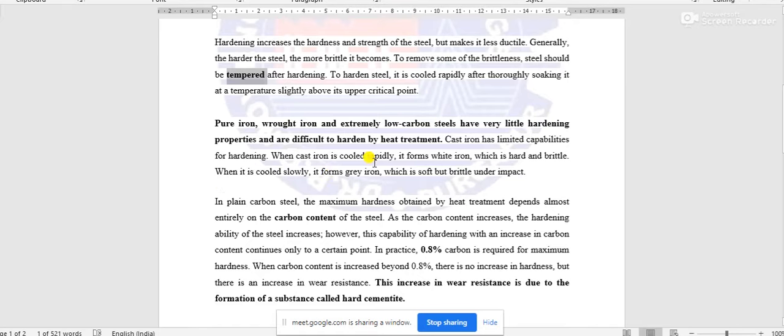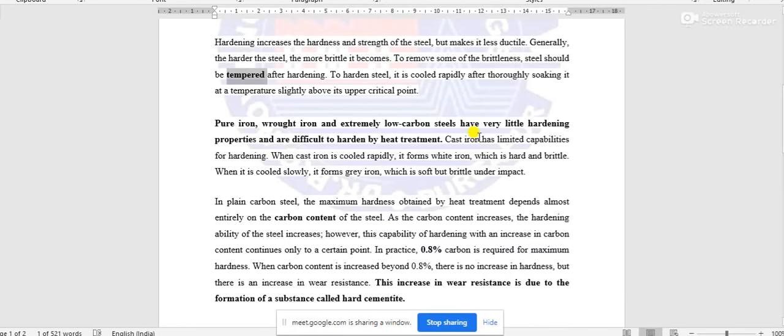Obviously, this rapid cooling process may be slowed down for this cast iron, and in that case gray iron is formed, and this gray iron is soft and brittle under impact. That means if the rapid cooling procedure is not used but a slow cooling procedure is used, specially for this cast iron, this is a special case of cast iron. I am just describing.